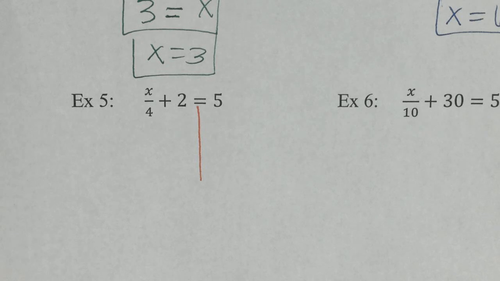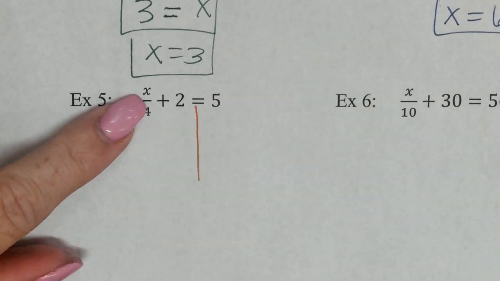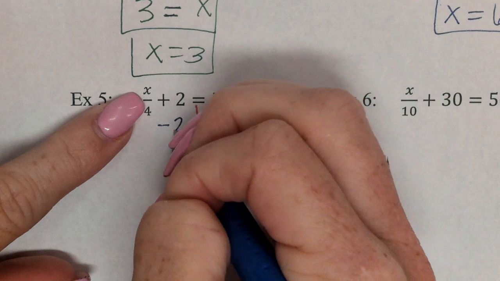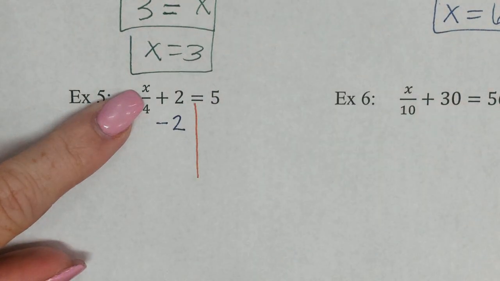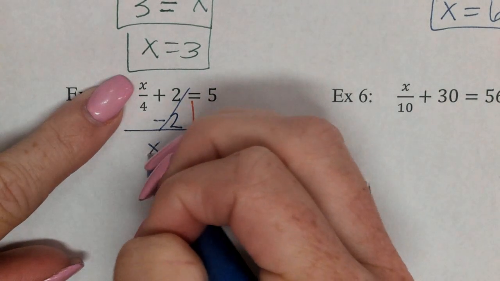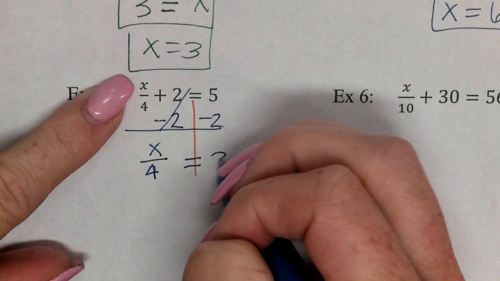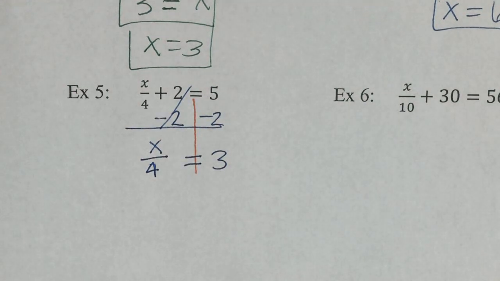Why? Because the 4 is attached to the x. It goes last. So I'm going to get rid of the plus 2. How do I get rid of a plus 2? Minus 2. Whatever I do to the left, I have to do to the right. So I am left with x divided by 4 equals 5 minus 2 is 3.